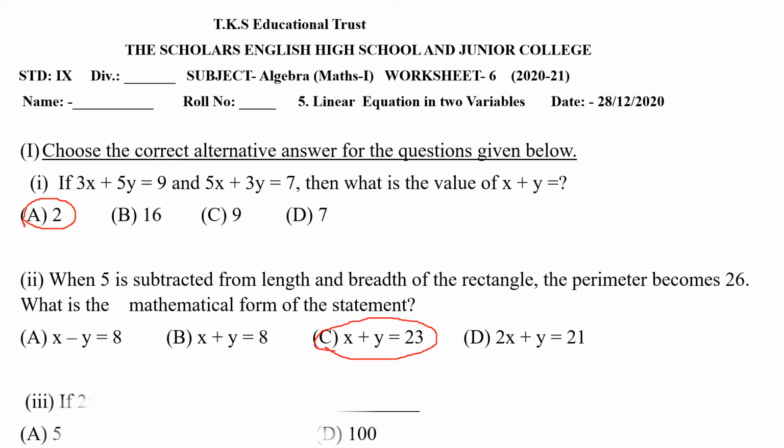Now moving to the next. If 2x plus 2y equals 10, then x plus y equals dash. Now you need to find x plus y from the equation 2x plus 2y equals 10. If you divide this equation by 2, you will automatically get x plus y equals 5. So circle option A.